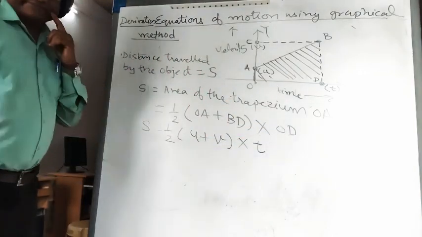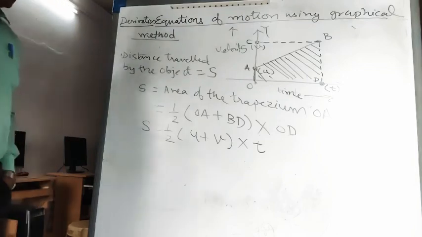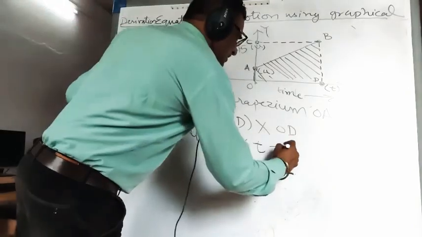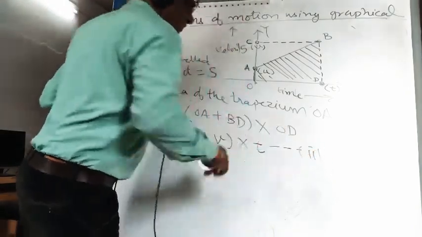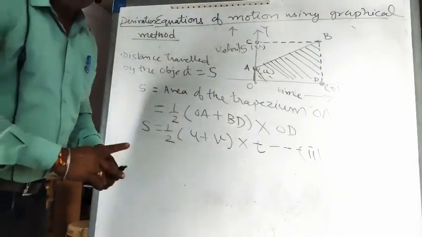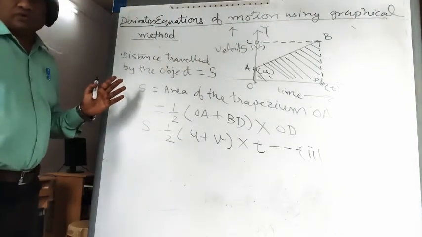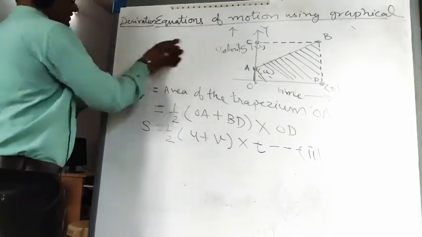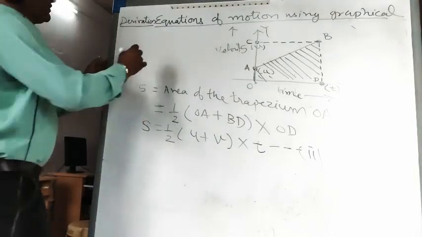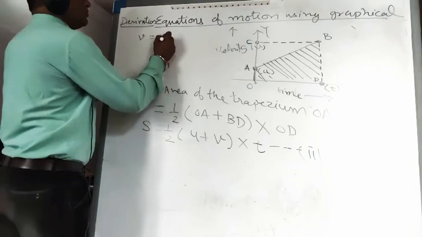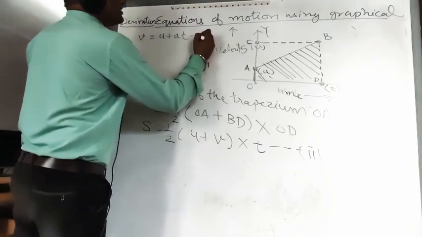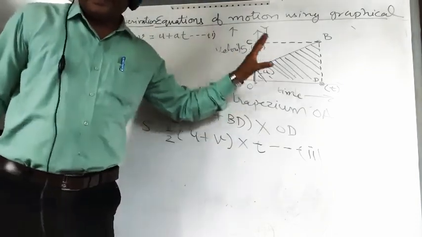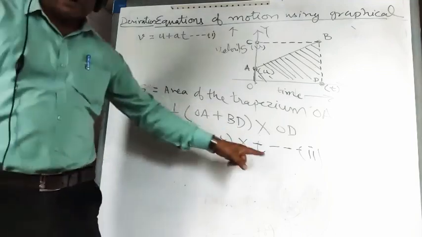This is S. S is equal to half U plus V into t. You may call this equation number 2. Where was equation number 1? The first equation of motion that we derived: V is equal to U plus AT. Remember? This equation is equation number 1. So here we have two equations of motion, equation number 1 and 2 respectively.